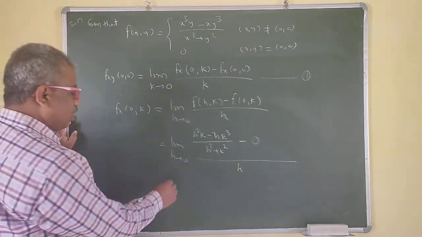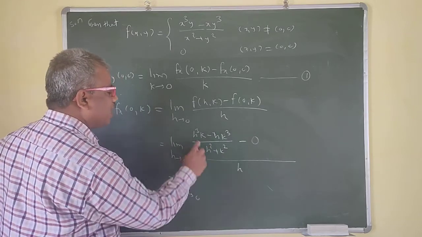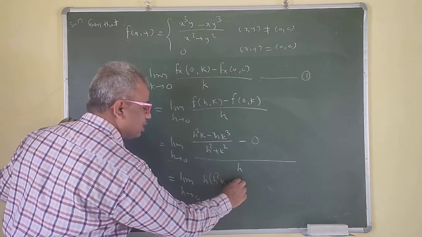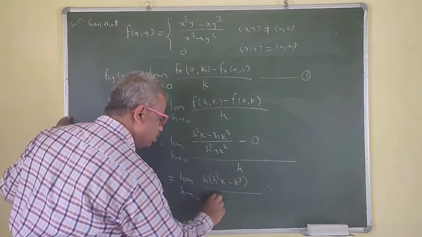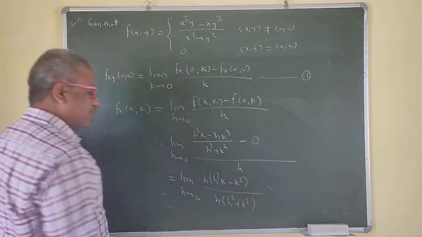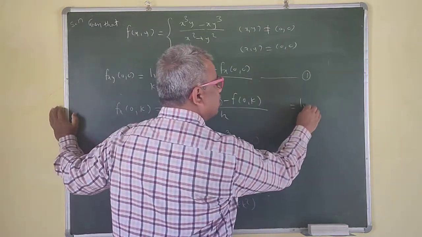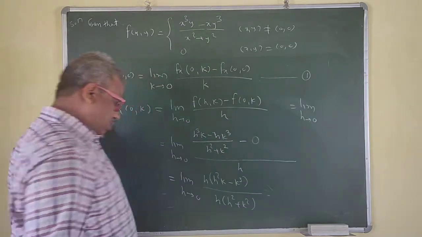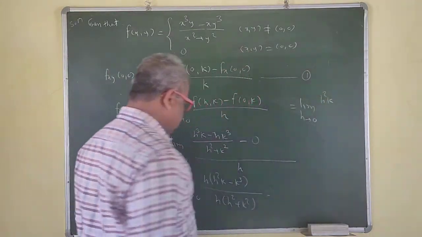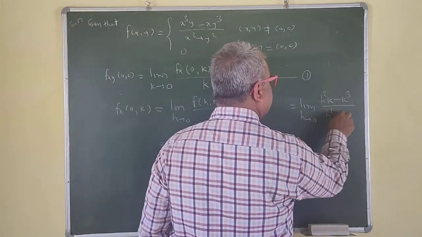Right? So now this is the limit as h tends to 0. Here we will take h common. So h common: h square k minus k cube upon h into (h square plus k square). Now your h gets cancelled. So this is equal to the limit as h tends to 0; this h gets cancelled. So what we get is (h square k minus k cube) upon (h square plus k square).